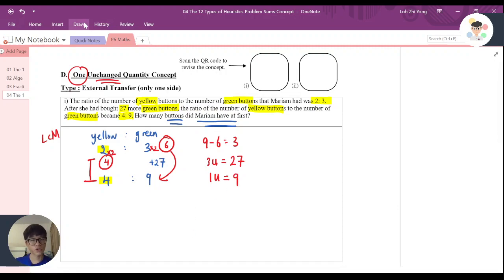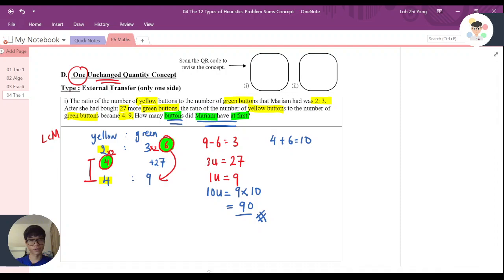Now, the question was asking how many buttons did Mariam have at first? Have at first means that we need to look at the upper ratio, not the bottom ratio, right? At first. However, there's the old ratio and the new ratio. Which one should I use to add? We need to use the new ratio. So 4 plus 6, which is the total number of buttons at first, equals 10. So 10 units will be equivalent to 9 times 10, and that is equivalent to 90 buttons.